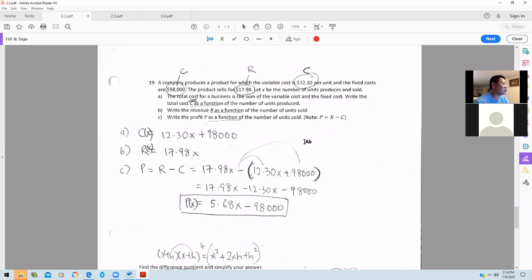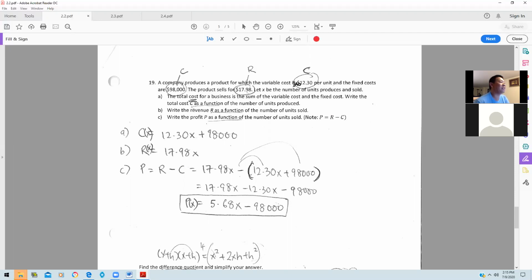We'll do the last question, 19 here. No, we have a few more questions. This is about revenue, cost, and profit. So this is for business major. So a company produce a variable cost for $12.30 per unit and a fixed cost of $98,000. So this is your cost. So in this case, we want to write C as a cost. So C(x) is 12.30x. This 12.30 come from here, how many it is, plus 98,000. This is your fixed cost.